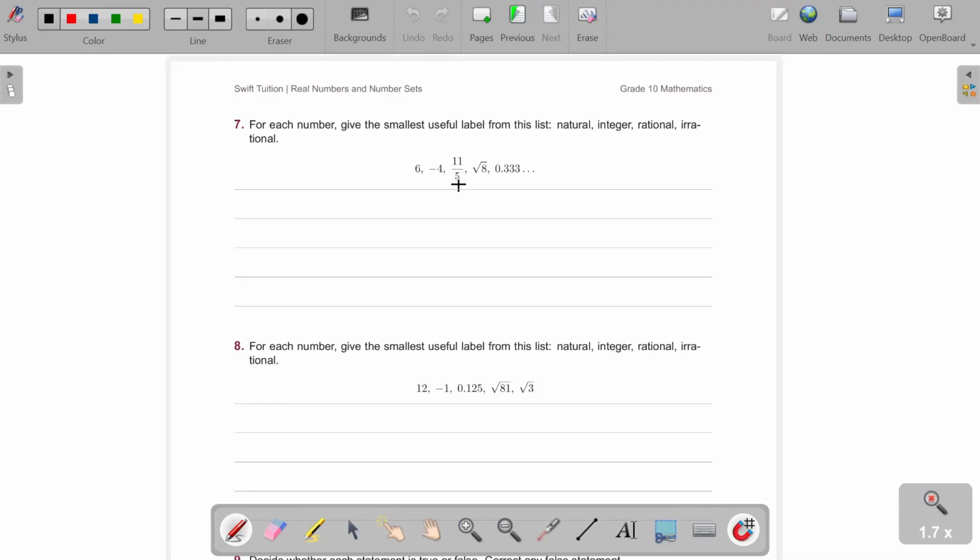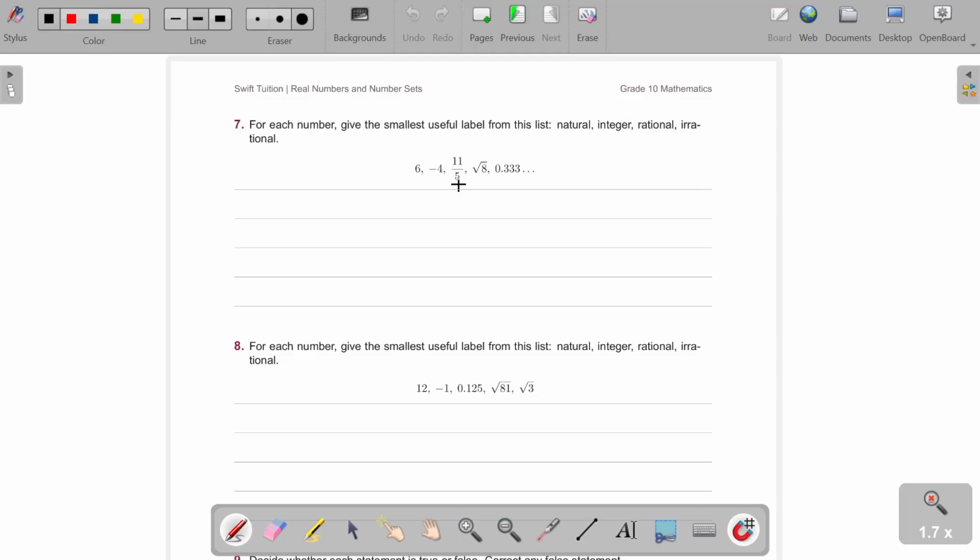All right, so on to the next problem. For each number, give the smallest useful label from this list. What does it mean to be a smallest useful label? Technically 6 is a real number, but I'm not going to call 6 a real number, because every number here is a real number. So it's not as specific as I would like.